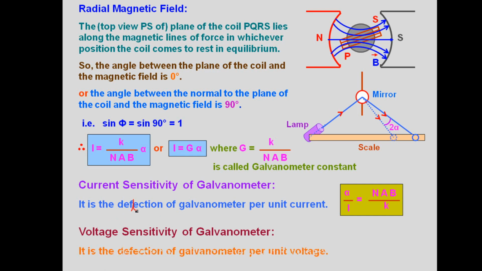Deflection produced, again deflection produced per unit voltage. So voltage sensitivity alpha is equal to alpha upon V, that means BAN upon KR. This is the expression for current sensitivity and voltage sensitivity. You can note down if required.